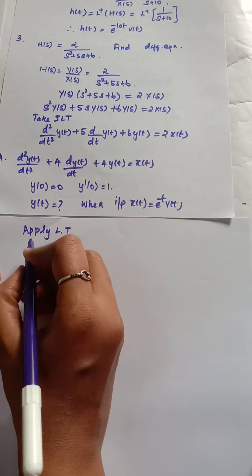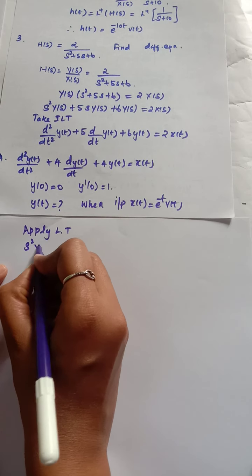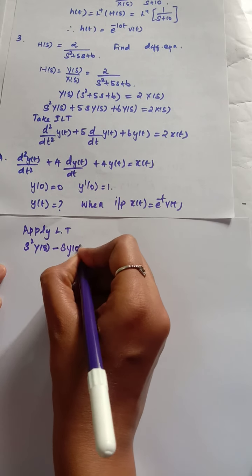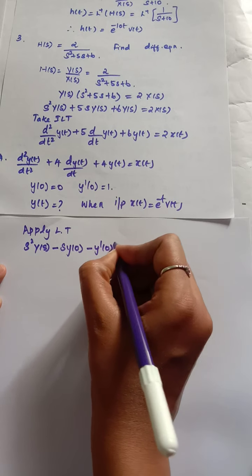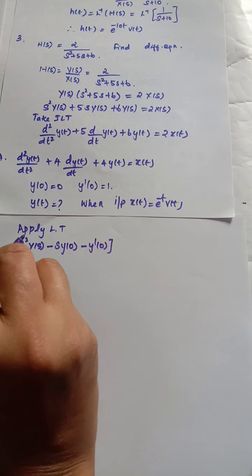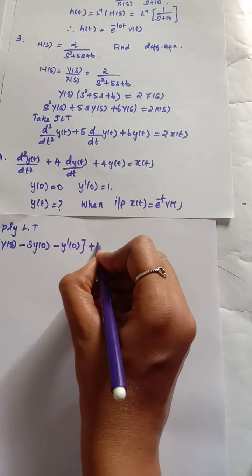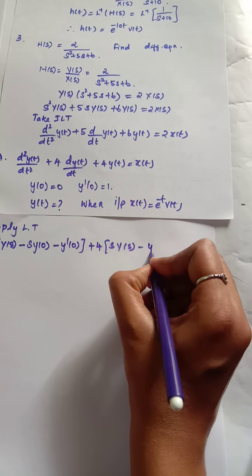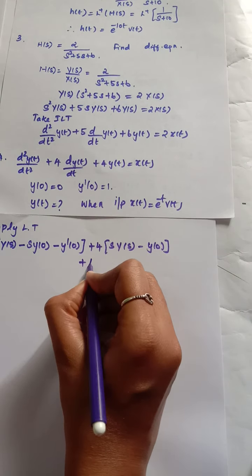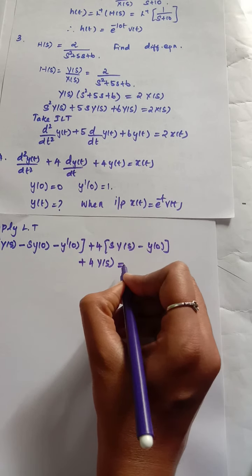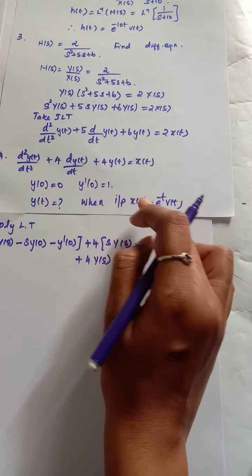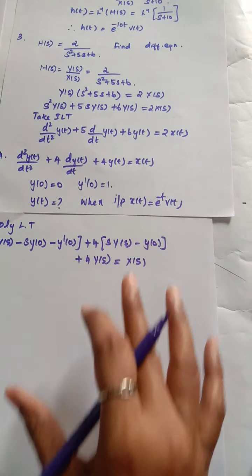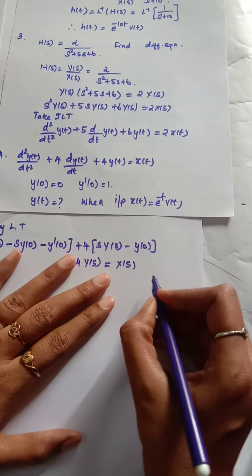Okay, so applying the Laplace transform, what you will get is s square Y of s. For this d square y of t, we are going to use the initial conditions: s Y of 0 minus y dash of 0. So this is the initial condition we have to use. Then similarly for this, 4 into s Y of s minus y of 0, plus 4 Y of s, which is equal to x of t, so we will write directly X of s. Then after finding this X of s, we will apply it here. So first find out X of s.